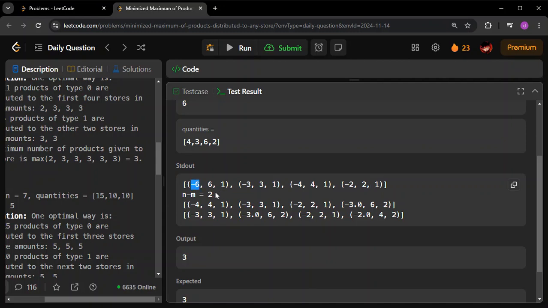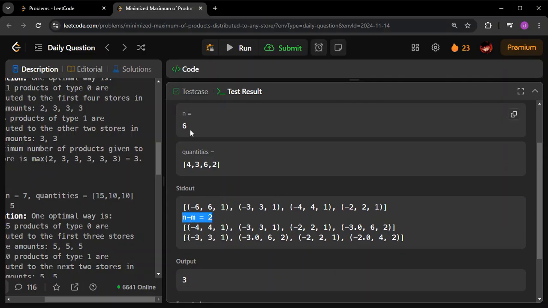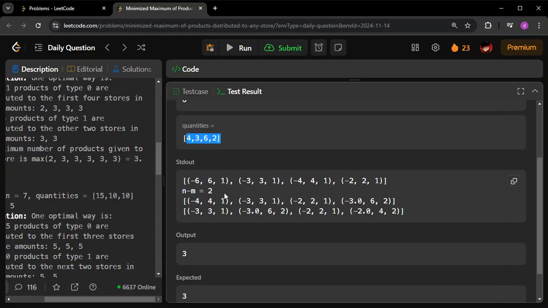The next thing is n minus m, which tells me how many stores are empty. Here there are six stores. Initially I assign all the quantities to a single store each, so four stores are now filled and the other two are empty. So we can run this loop two times. What we'll do next is take the one having the highest average. The quantity will remain the same, but I'm going to increment the store count by one.